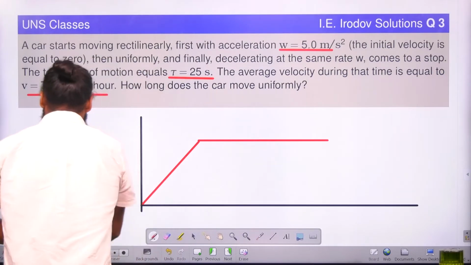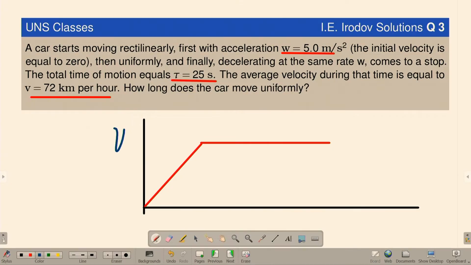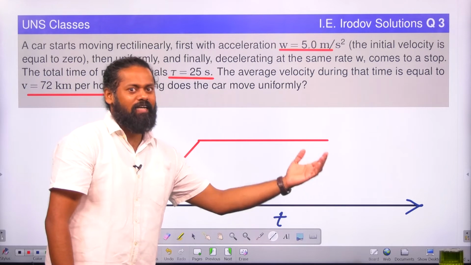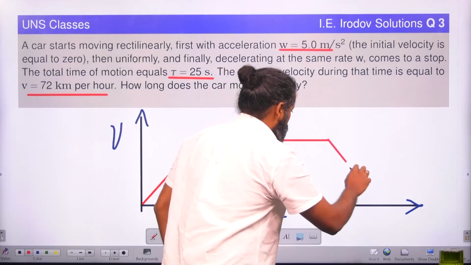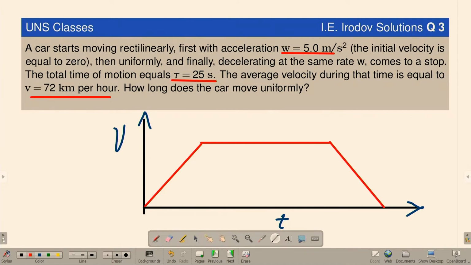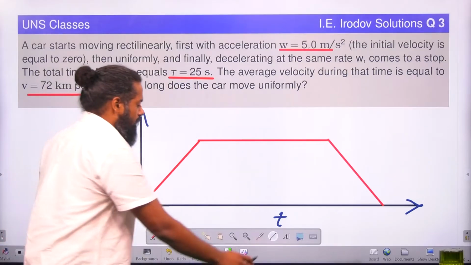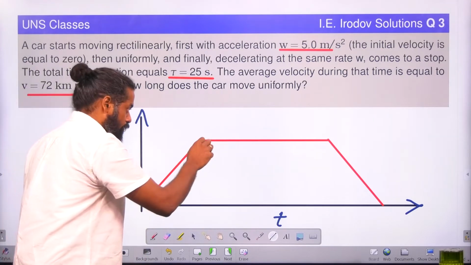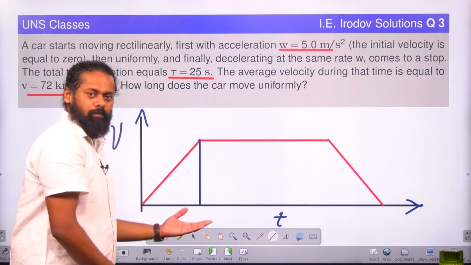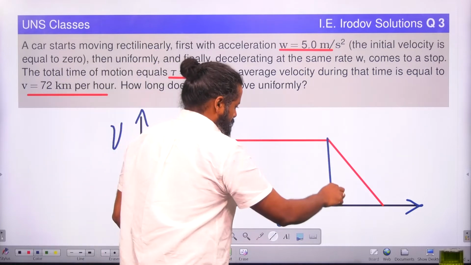Remember, this graph is a velocity time graph. Now, after some time, the car is decelerating at the same rate and coming to rest. So we can say the same slope, but negative, will be there. The same rate at which it accelerated is the rate at which it is going to decelerate. We can split this into three different regions. See, there's a first region. The second region is given.